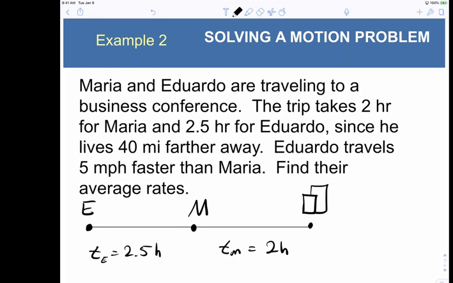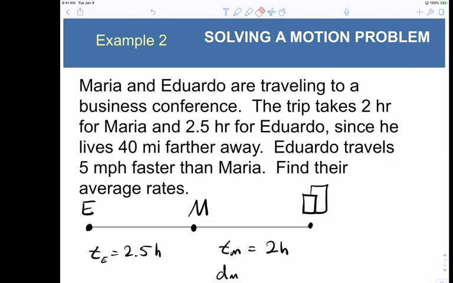The distance, well, Eduardo's 40 miles further than Maria. So I'm going to say the distance for Maria, I'm just going to leave it as DM. Or you can call it D, whichever floats your boat. For me personally, I prefer this. Keep the label, so I know that DM is talking about Maria's distance.